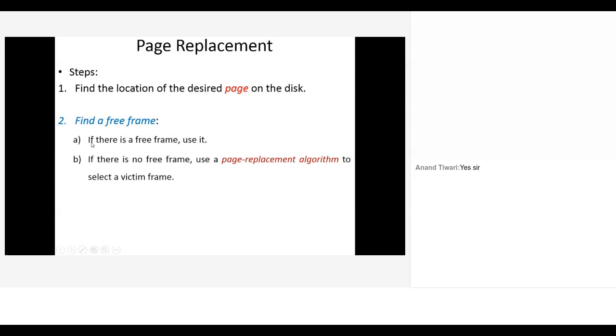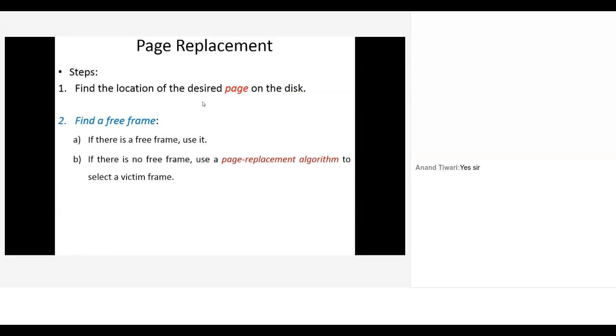Means firstly you have to look at the page fault. A page fault is when the page you are looking for is not there in main memory. Then you have to go into the backing store and route that page into the main memory. When you are doing that, firstly you check whether there is a free frame in the main memory. If it is there, you place that page into that frame. Otherwise, you have to choose which victim to page out, means swap out into the hard disk, and then swap in the page you are requesting.